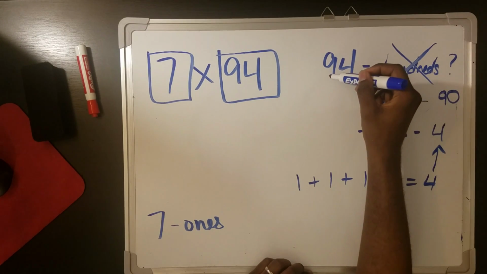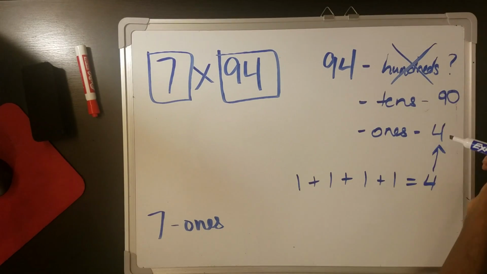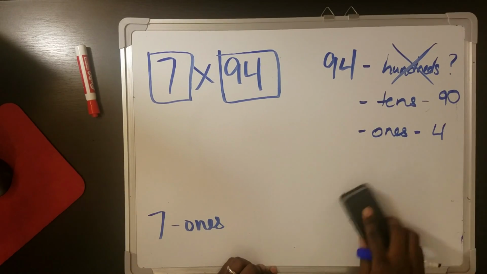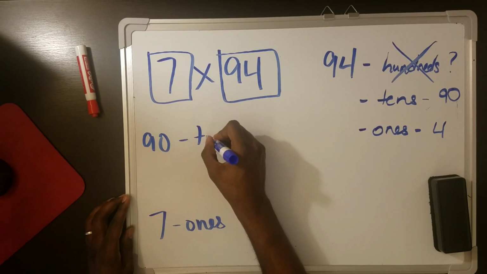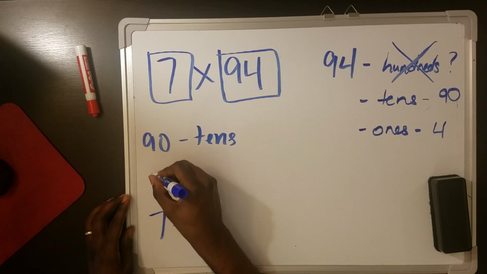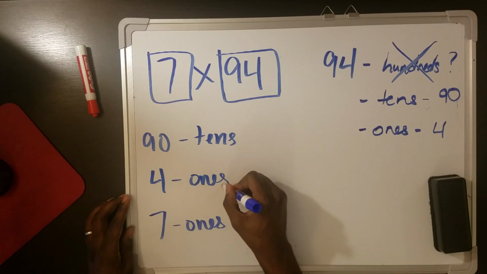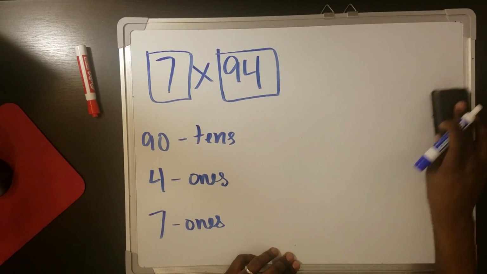So 9 in the tens place means you have 90. 4 in the ones place means you have 4 ones. So we're going to have 90 up here in the tens and 4 in the ones. So now we've broken down our two numbers.